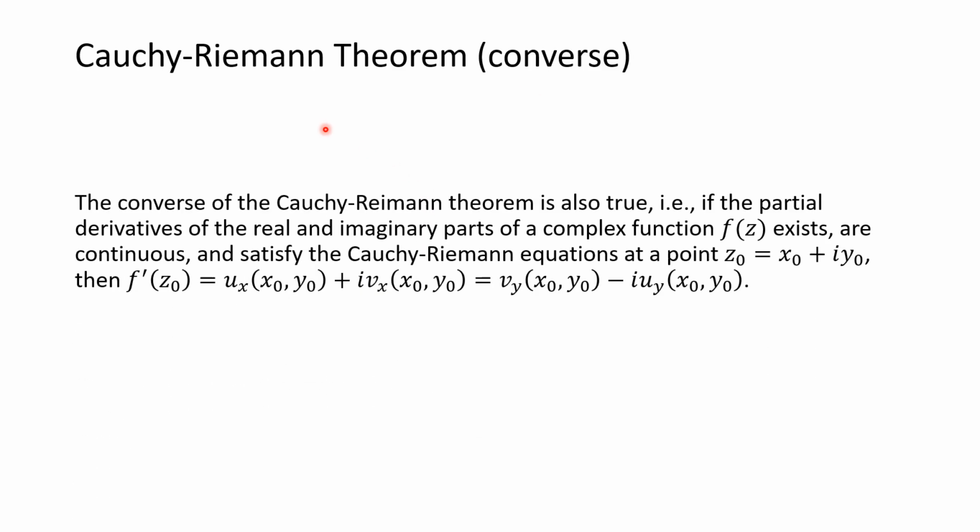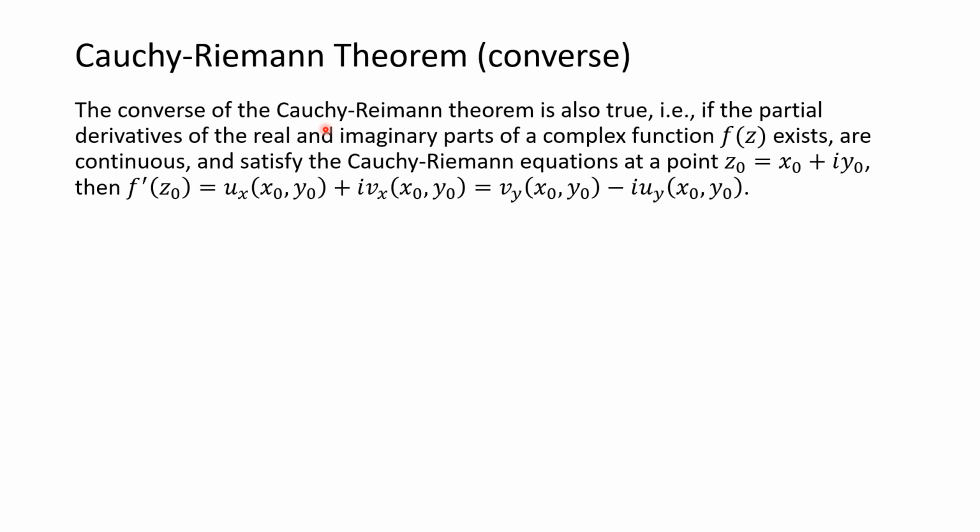The converse of the Cauchy Riemann theorem is also true. So if the partial derivatives of the real and imaginary parts of a complex function f of z exist, are continuous, and satisfy the Cauchy Riemann equations at a point z0 equals x0 plus i y0, then the derivative exists at the point z sub 0. And we also have these two alternate forms for the derivative. We can just plug in the partial derivatives here, either with respect to x in this first case, or with respect to y in the latter case.